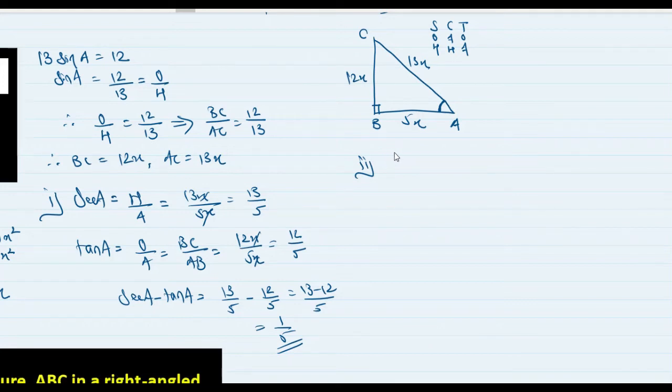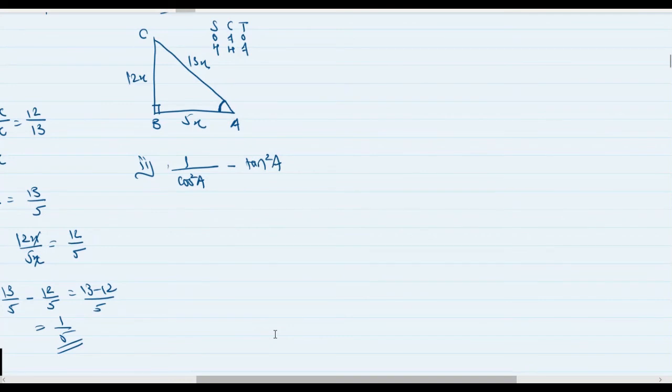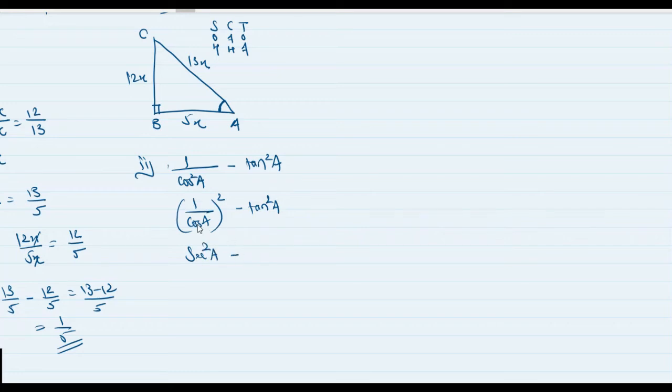Okay, so in the second question, we have to find 1 upon cos square A minus tan square A. Now, before we go ahead, let me tell you that 1 upon cos square A can be written as 1 upon cos A the whole square minus tan square A. And we know that 1 upon cos A is sec A, so it is sec A the whole square, which is sec square A minus tan square A.